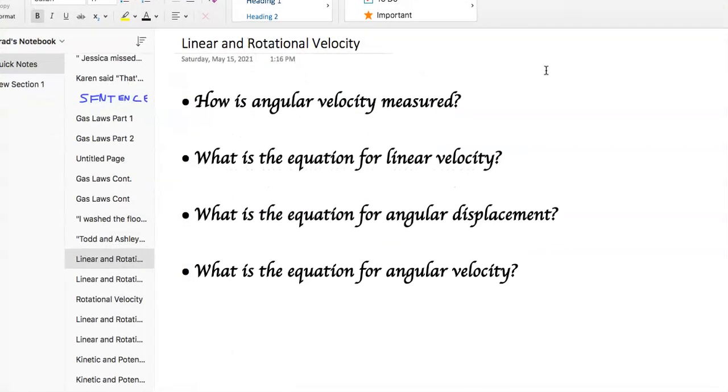Okay, guys, linear and rotational velocity. So we got four questions here at the beginning. Angular velocity, how do we measure it? The equation for linear velocity, equation for angular displacement, equation for angular velocity. Okay, so those are four important questions. Obviously, we're going to have some equations going on here.